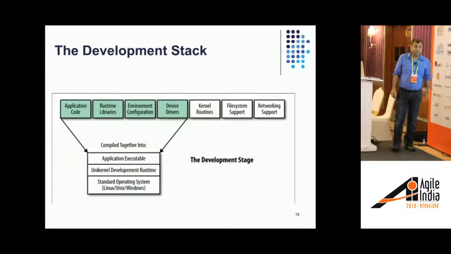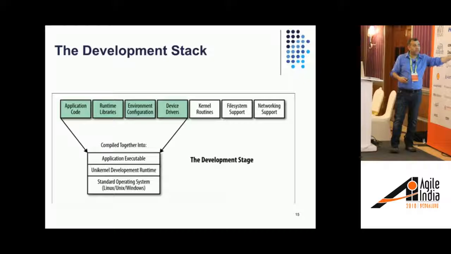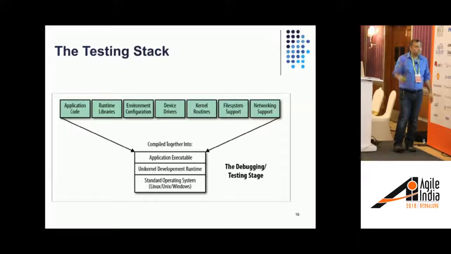So let's move on to the development of it. This is how a development stack would look. During development, you have your standard operating system and a development runtime, right? Typically, it works like in embedded: think of it as an emulator. Your application compiles, and you don't actually need the kernel routines, because your standard operating system provides that during the development phase. Then, once I have the development done, I move to testing.